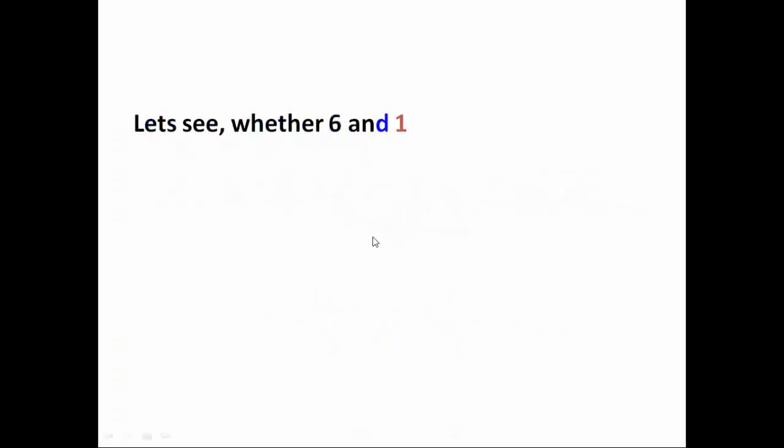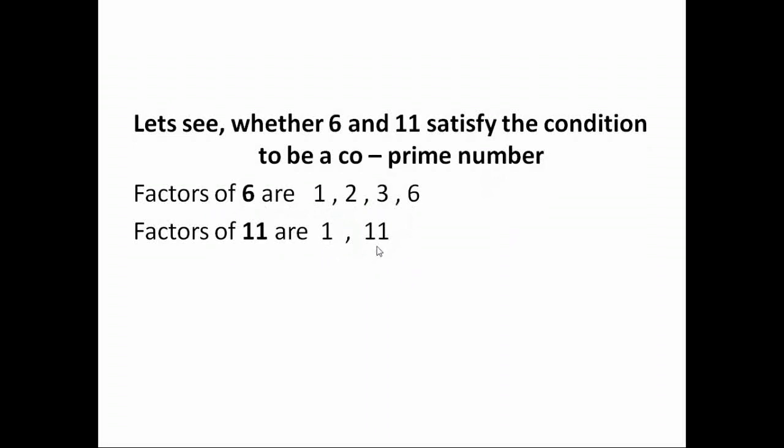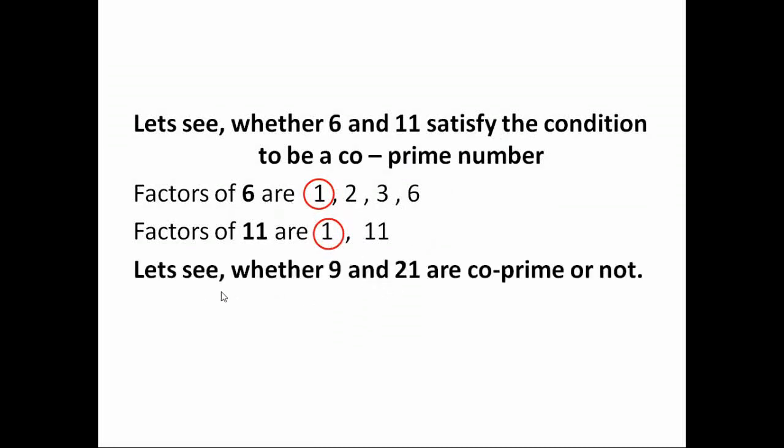Let's have a look at an example. So let's see whether 6 and 11 satisfy the condition to be a co-prime number. Let's find out the factors for 6. 1, 2, 3 and 6 are the factors for 6, and for 11 the factors are 1 and 11. Now if you observe, the only common factor between these two numbers is 1, so it is satisfying the condition to be a co-prime number. It has only 1 as the factor that is common and no other factors are common between the two numbers. So we can say that 6 and 11 are co-prime.